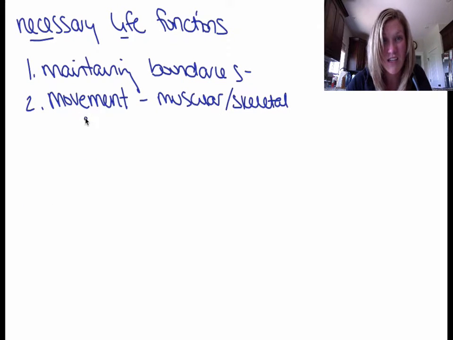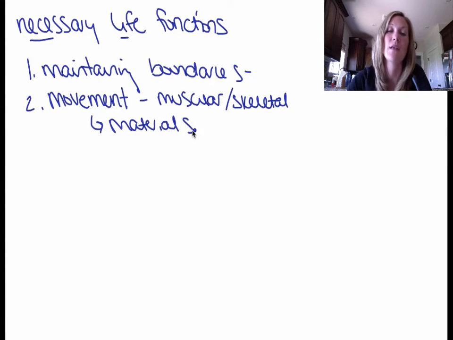In addition to large whole movement, you actually have to be able to move materials, the movement of materials. These are going to be things like moving blood, moving carbon dioxide, moving oxygen, moving hormones, anything like that. So you have to be able to move at a large scale and also move materials within the body.